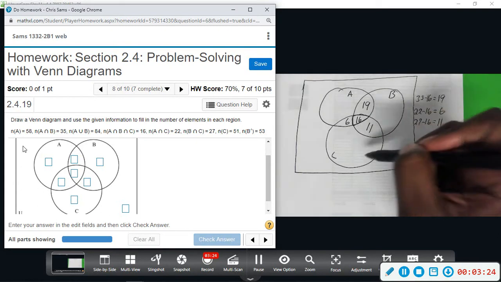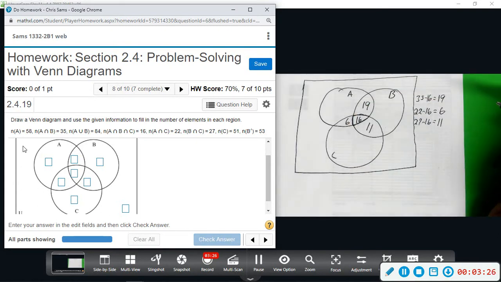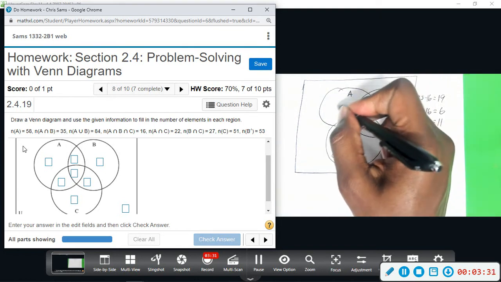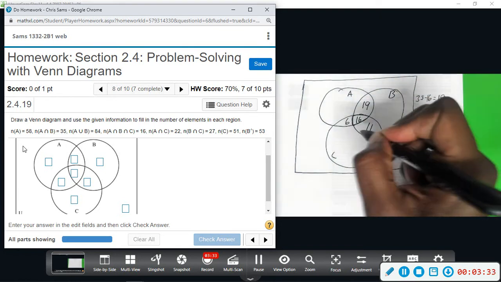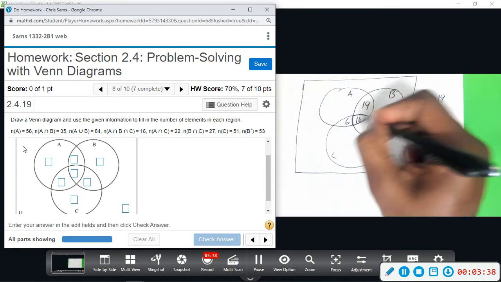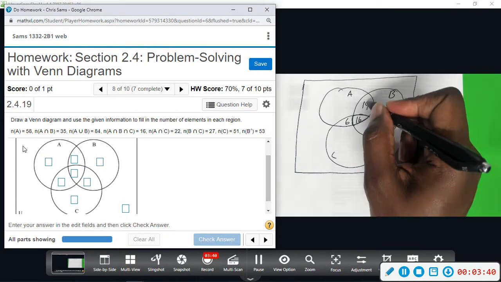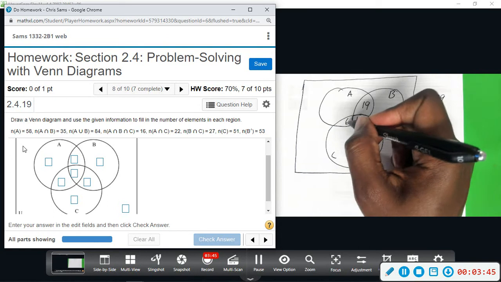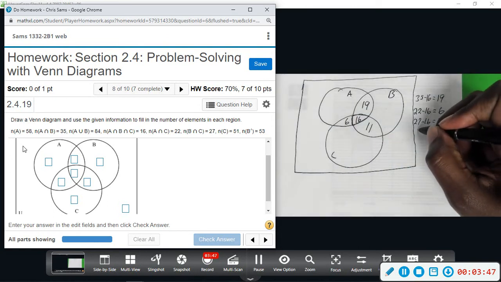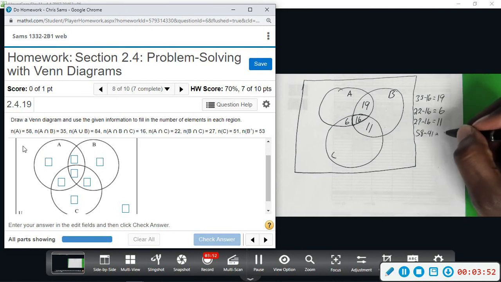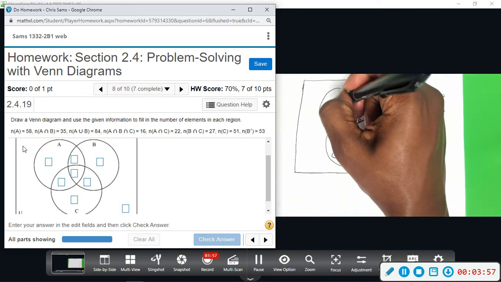Now we just need to find A, B, and C separately. And again, we're going to be doing the same thing. When I take A, I'm going to take away all the parts I've already counted, and the remaining part will be here. Same thing for B and C. So A total is 58. All of this is 58. This part is 35 plus 6 is 41. So I'm going to do 58 minus 41. It's going to leave us with 17. So this part of A is 17.